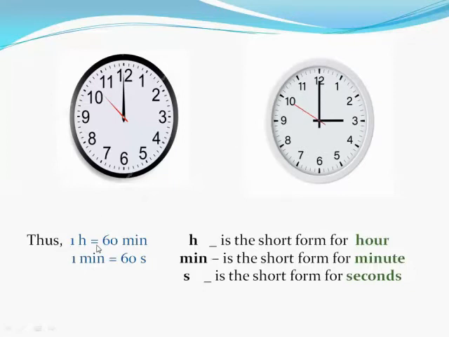1 hour is equal to 60 minutes. Whenever the minute hand is moved around the clock, it is completed 60 minutes. And 1 minute is equal to 60 seconds. It means whenever the second hand is moved around the clock, how many seconds does it cover? 60 seconds.